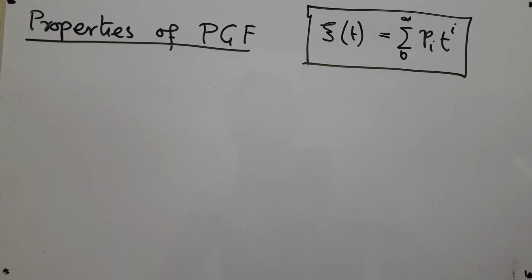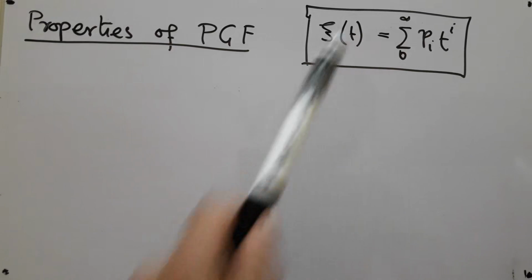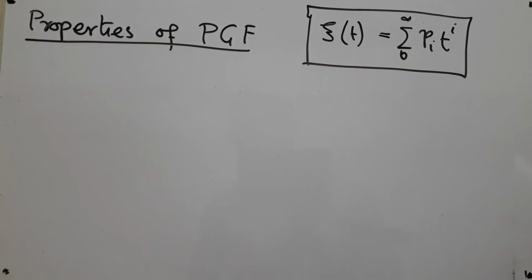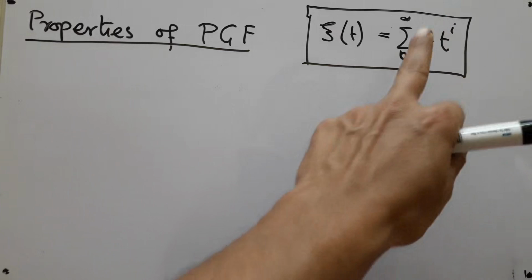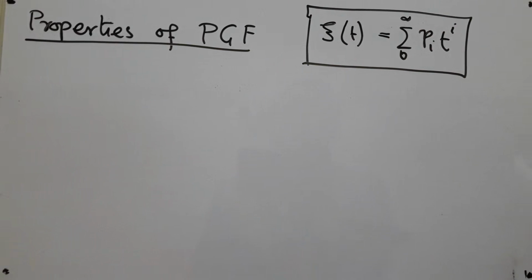In this video, we shall discuss some properties of probability generating function. Here is the definition for quick reference. Now, the first and foremost thing that you should observe is that if I put t equal to 0, then this sum is just a finite sum. It contains only the very first term and nothing else. So, xi t must always converge at t equal to 0.